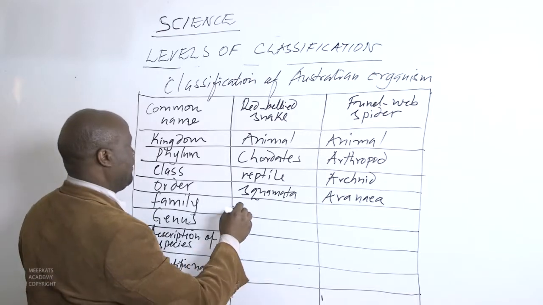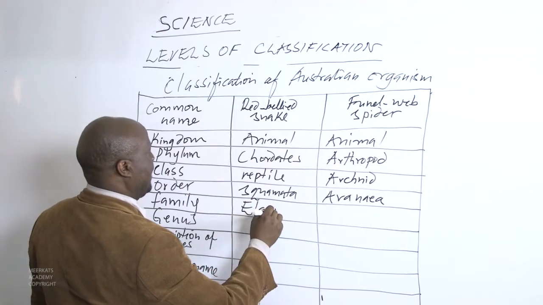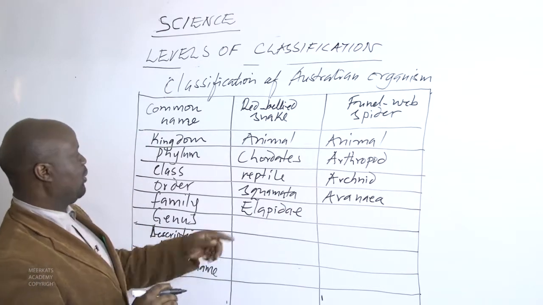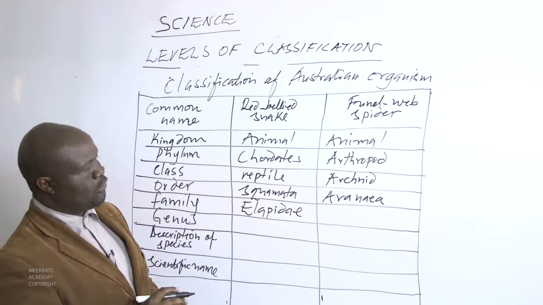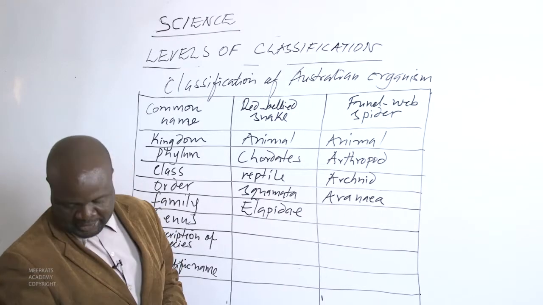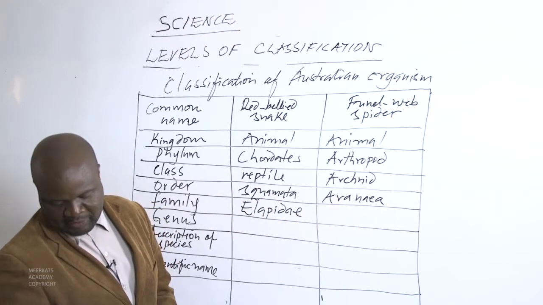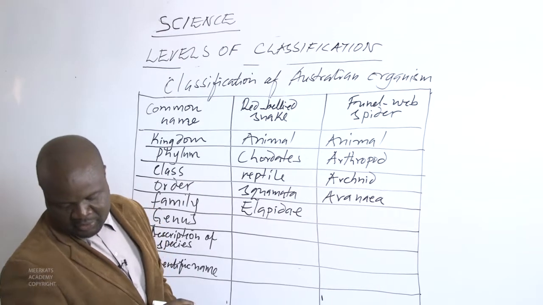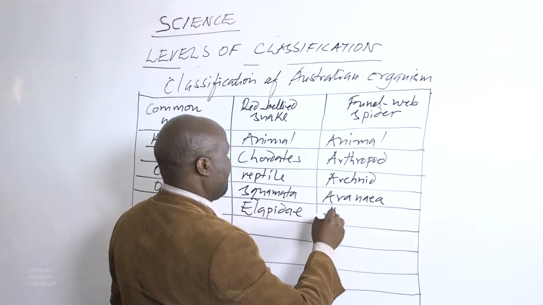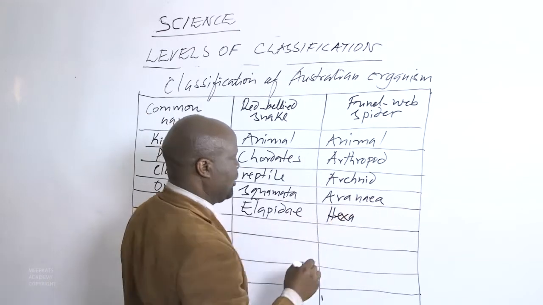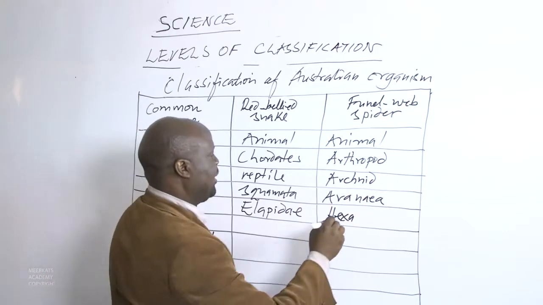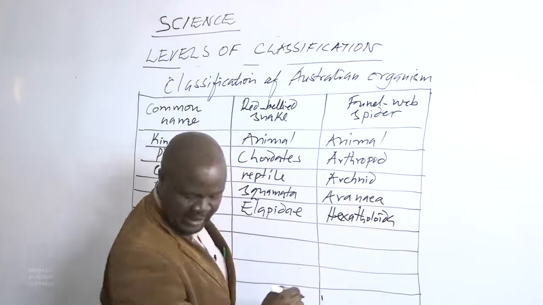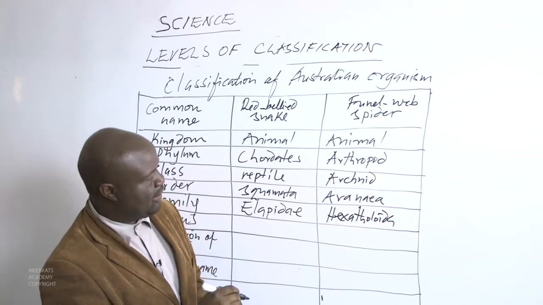And when we come to the family, the red-bellied snake belongs to a family called Elapidae. And the funnel web spider belongs to another family called Hexathelidae.